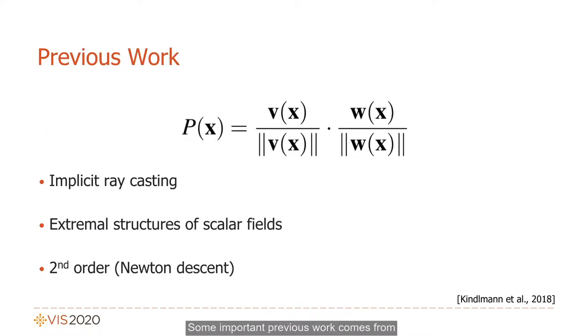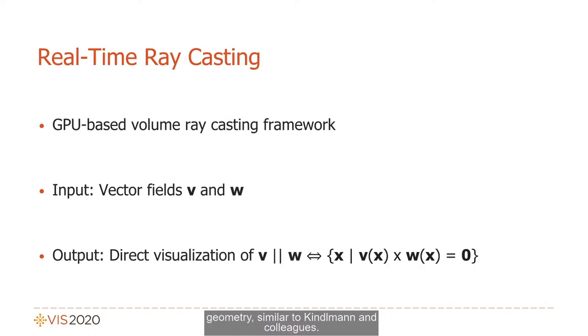Some important previous work comes from Gillman et al. Gillman derived a general method to implicitly render extremal structures of scalar fields, and as a subset of this, they describe parallel vector solutions as extremal lines, and the formulation is the dot product between the two normalized vector fields. So this can be seen as an optimization problem, which we can solve via a second-order Newton descent. However, we derive an approach that only requires a first-order method by specializing on the parallel vectors problem, and we can also explicitly extract a geometry similar to Gillman and colleagues.